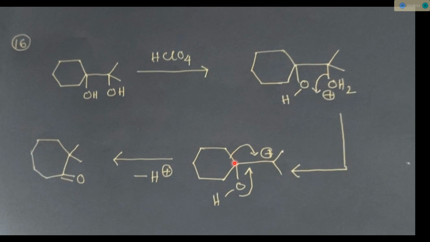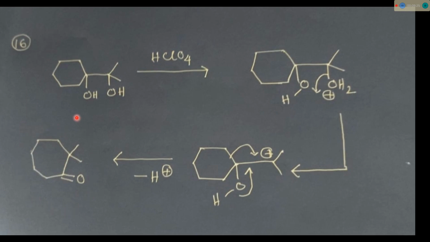Positive charge in a cyclic structure is unstable. Still both are 3°, but this is somewhat less stable than this open 3° carbocation. So that's why this OH2 first protonates and releases the water group to form a 3° carbocation. Then this lone pair pushes and this bond breaks to form a 7-member ring. So this is the correct answer.